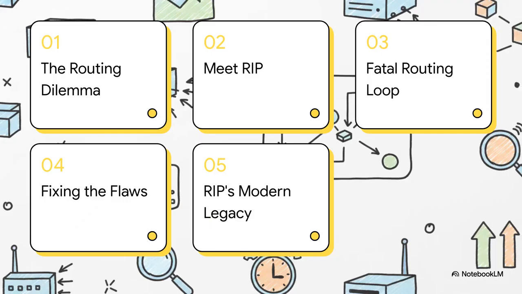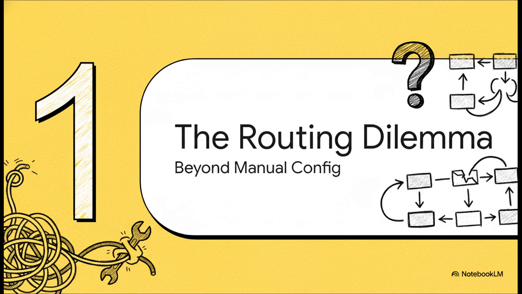Okay, real quick, here's our roadmap for today. We'll start with a routing dilemma, meet RIP and its distance vector logic, break down the fatal routing loop, look at how engineers fix those nasty flaws, and finally, wrap up with RIP's modern-day legacy. Let's get into it. Part 1. The Routing Dilemma, Moving Beyond Manual Configuration.